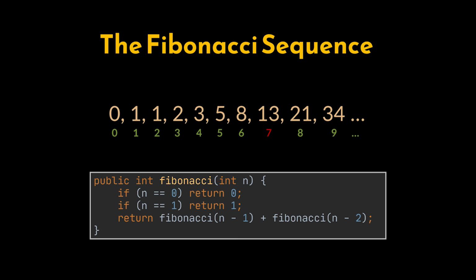Since the Fibonacci sequence starts with defined values, Fibonacci of 0 is 0 and Fibonacci of 1 is 1, we need 2 base cases. The complete implementation would look like this, and here's how it works.